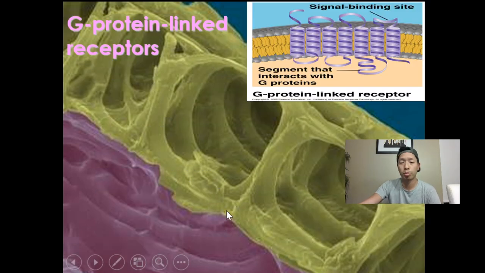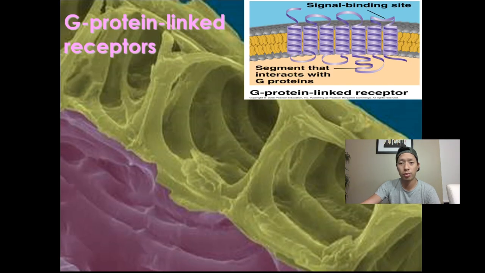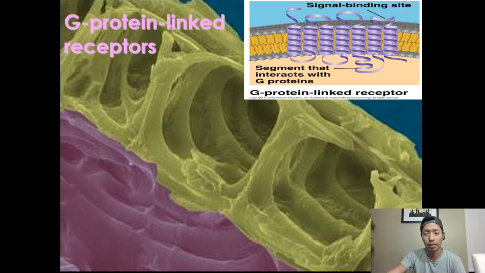Okay, so let's take a look at those 3. The first is called a G protein linked receptor, and sorry, I keep trying to grab my camera, but it grabs the whole slide.